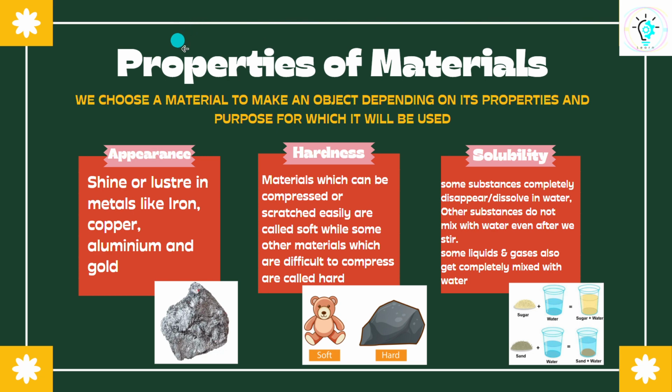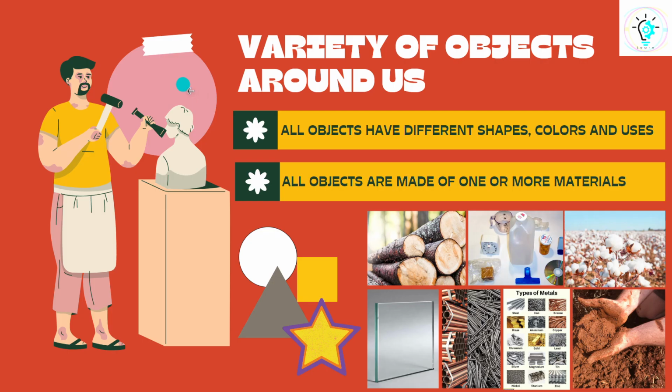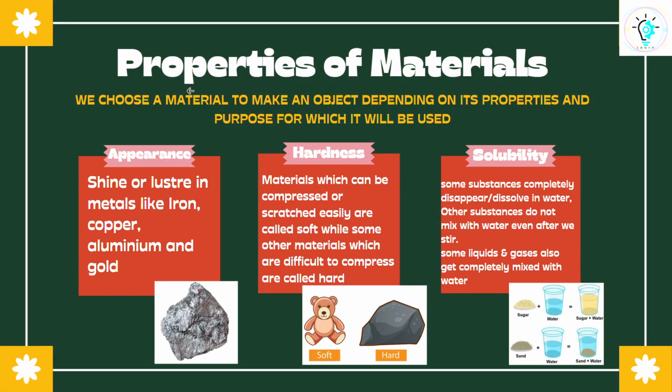Now, what are the properties of materials? Before beginning to choose the type of material that we want, we should know what are the properties of the material so that we know what it can be used for. Okay? For example, the appearance. Does the object shine or does it have a luster of its own? Then such materials can be used to make jewelry or other items. For example, copper, aluminium or even gold.